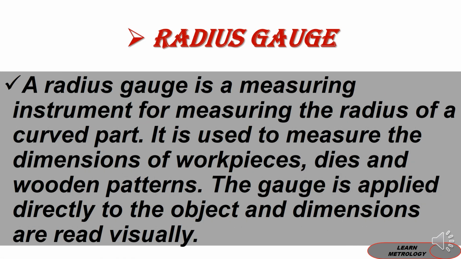Radius gauge. A radius gauge is a measuring instrument for measuring the radius of a curved part. It is used for measuring the dimensions of workpieces, dies and wooden patterns. The gauge is applied directly to the object and dimensions are read visually.